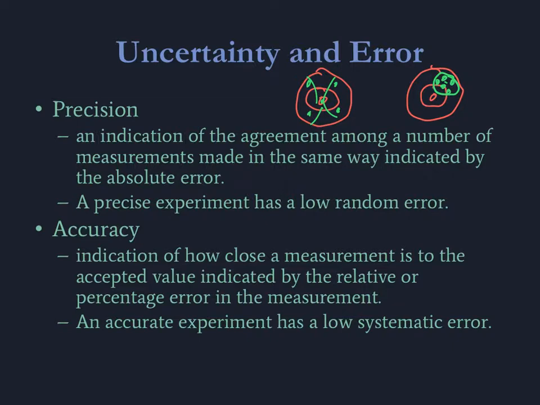Then the other term is accuracy. And this is how close your measurement is to the actual value or the accepted value. Now, we don't always have an accepted value, but when we have one, we can compare it and see how accurate we are. Accurate experiments and accurate measurements have fairly low systematic error.